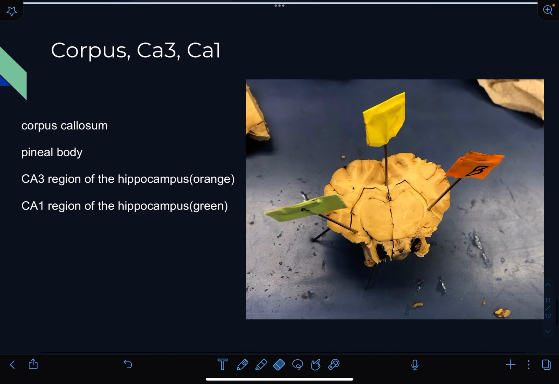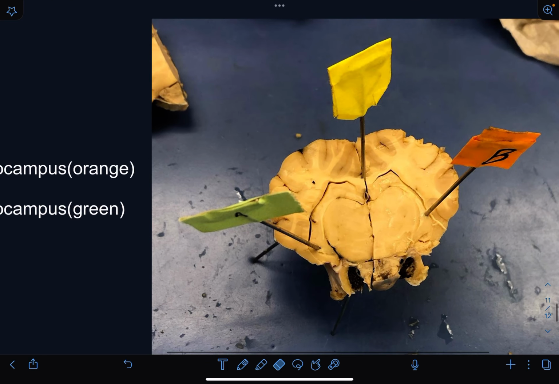Next, we have the CA3 region of the hippocampus in orange. That's this part right here. The neurons come along like this, and the CA3 neurons are found more on this part right here where this pin is. The CA3 region is part of the hippocampus, and it's a region of the brain that's involved in learning and memory. It's specifically thought to be involved in the storage of new memories.